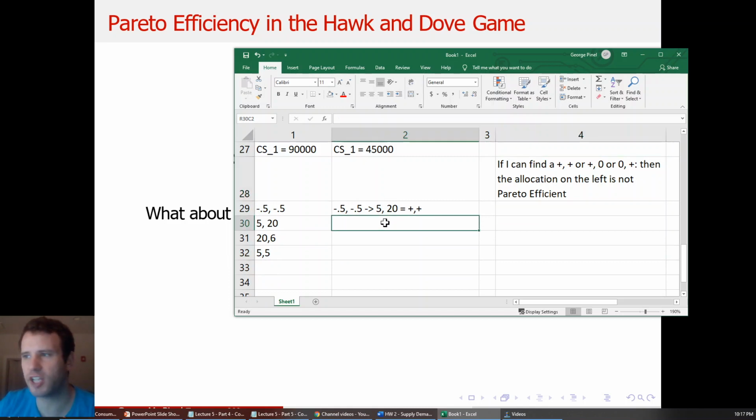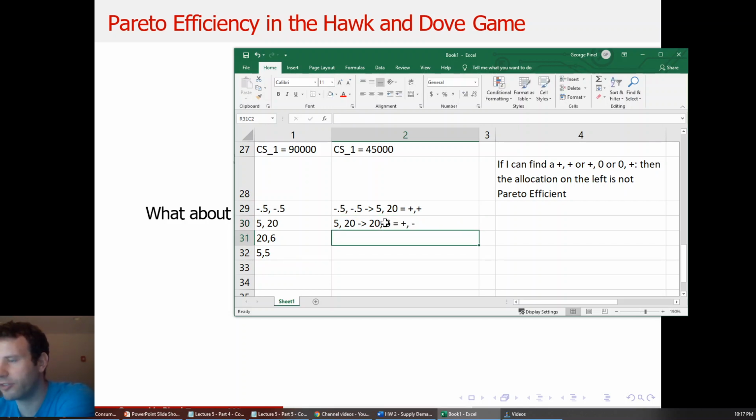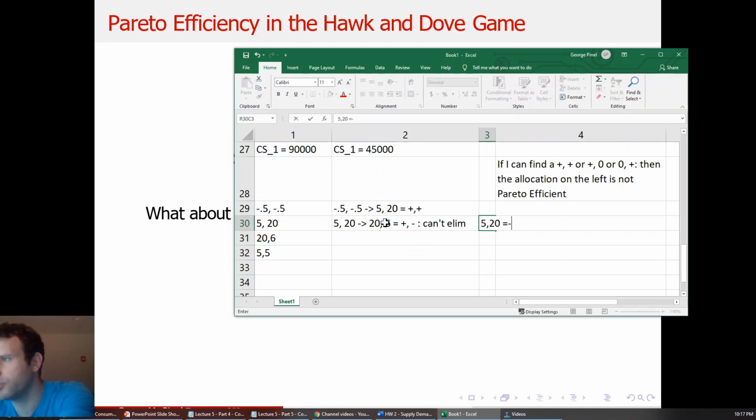Okay. So we're looking for a plus plus, and if we can't find one in any of the other allocations, so if we can't find one comparing to each allocation, then we can say that the allocation on the left is Pareto efficient. So 5, 20 going to 2, 6 is equal to a plus minus, so I can't eliminate. Plus minus, can't eliminate. Okay, what about 5, 20 to 5, 5?